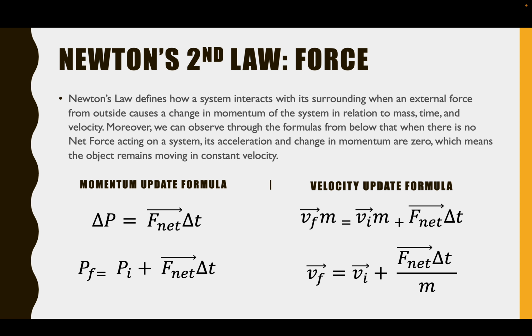If we divide that formula by its mass, we get that final velocity equals initial velocity plus net force times delta T over its mass. When the net force is zero, we just get that the final velocity equals the initial velocity.